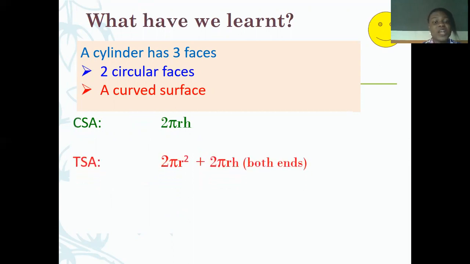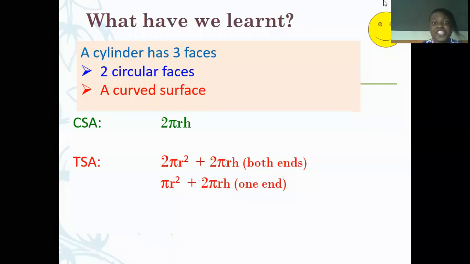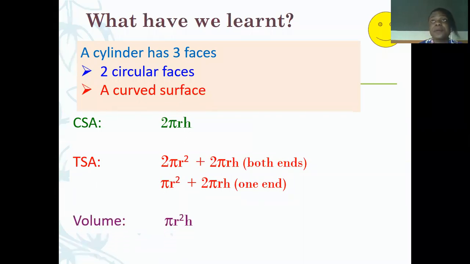Then we've also learned that when the cylinder is closed at both ends, the formula for finding the total surface area is 2 pi r squared plus 2 pi r h. And then we've learned that if it's closed at just one end, it's going to be pi r squared plus pi r squared plus 2 pi r h. So it's going to be pi r squared plus 2 pi r h. Now, for volume, we also found the formula to be pi r squared h. That's the formula for getting the volume of a cylinder. And that's the summary of everything we've done today.